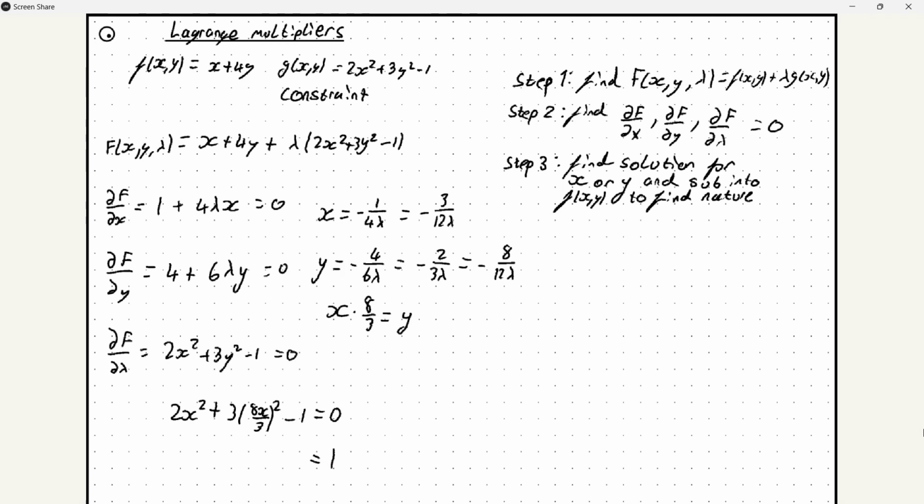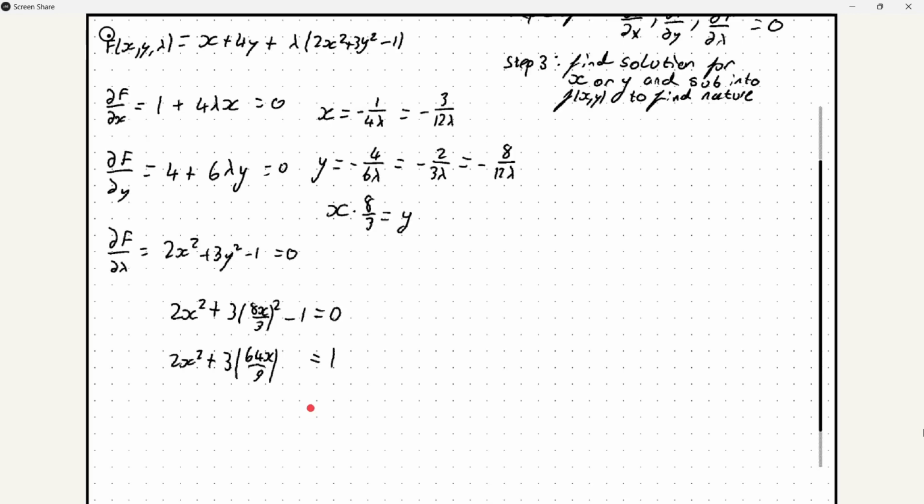So first things first is get that 1 over, then we'll leave the 2x squared there for a moment. Then we'll leave the 3 outside, square that inside the bracket, so it's 64x over 9. And then we do 2x squared plus 64 times 3, 192. Oh, my bad. Forgot the squared there. That is a dodgy bracket. Okay, we'll have to deal with it.